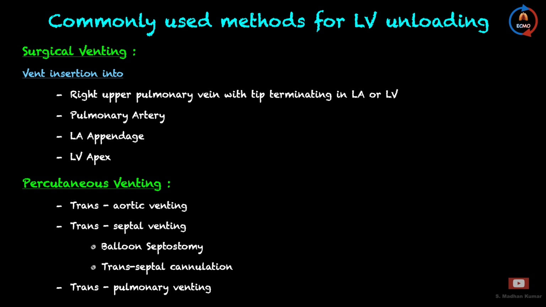The percutaneous venting includes transaortic venting. Transaortic LV venting is a technique performed in peripheral VA ECMO where a variably sized 5 to 15 French catheter is inserted via the femoral artery contralateral to the ECMO arterial cannula, through the aortic valve and into the apex of the LV. This catheter is then connected to the venous access of the ECMO circuit. Transaortic venting has the advantage of rapid insertion and is less invasive than surgical venting, although the potential risk of damage to the aortic valve can happen.